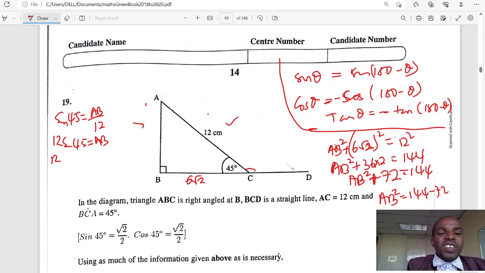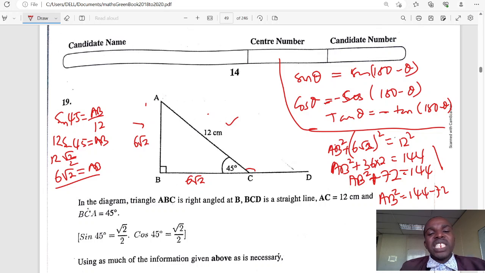Sine 45 is root 2 over 2. So it will be 6 root 2 is equal to AB. As you can check, it's the same as BC. So this one is 6 root 2. Yes, it's easier instead of using Pythagoras. It's a bit long, right? So you just have to find the easiest method or way to simplify your items.